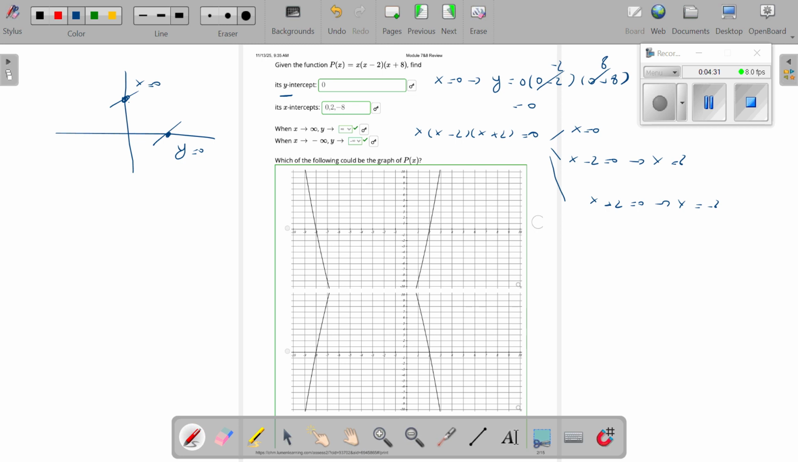Oh, sorry, this was 8, not 2. So I'm going to change it to 8, and this is -8. So the zeros are 0, 2, and -8, which are also called x-intercepts.